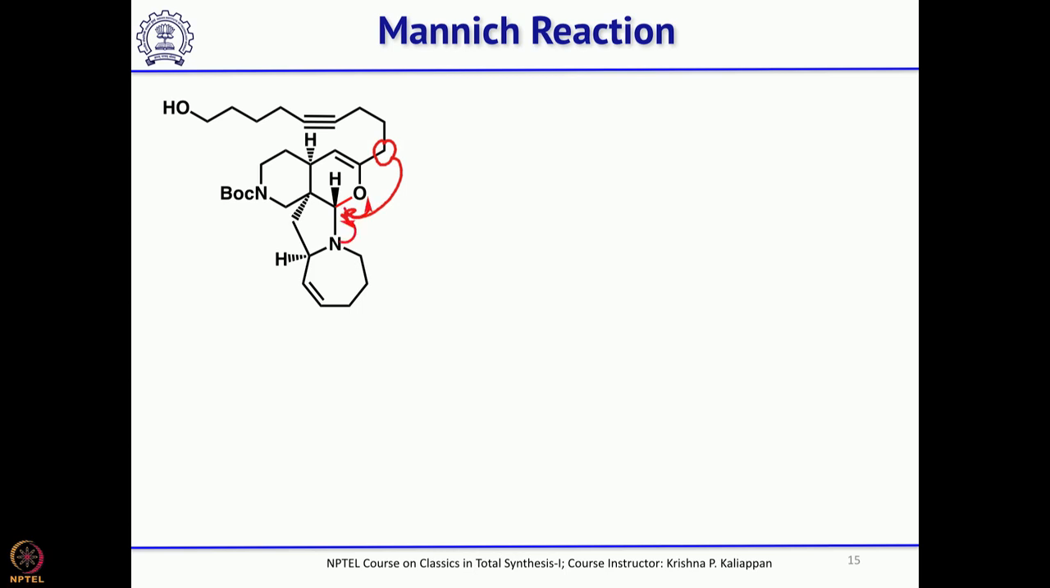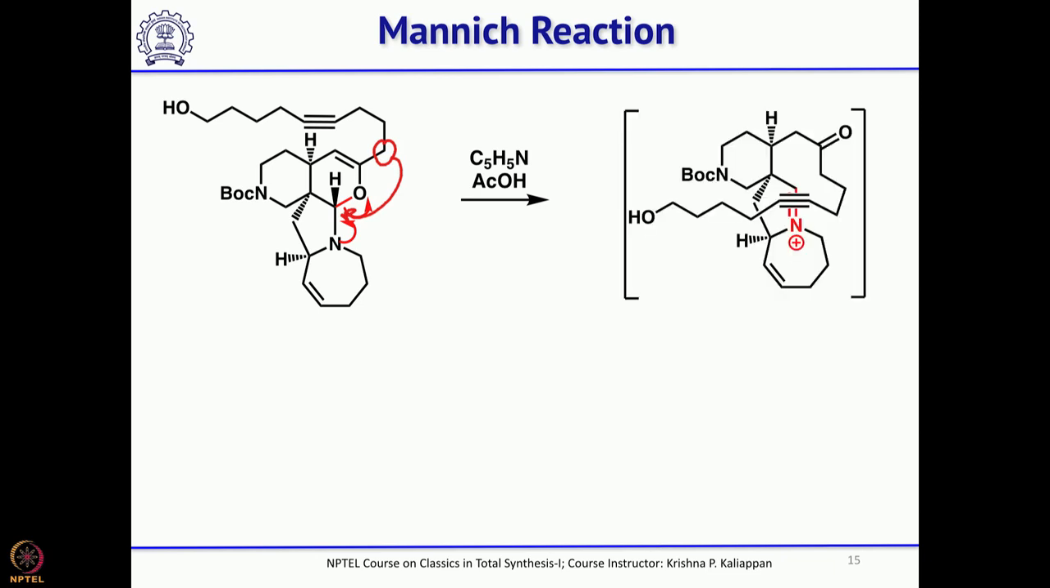How do you do? You treat with pyridine and acetic acid. When you do that, again it opens up, okay? When it opens up, the bottom portion becomes iminium ion and the top is ketone. Just I will leave this for a few seconds because it is important for you to visualize. What happened? This became ketone, and the whole side chain I have brought it down. You can see the whole side chain I have brought it down.